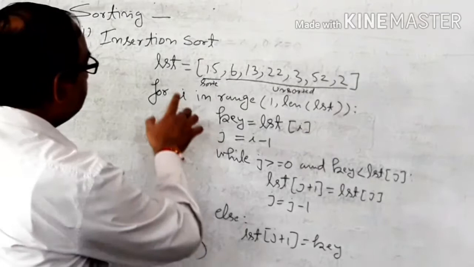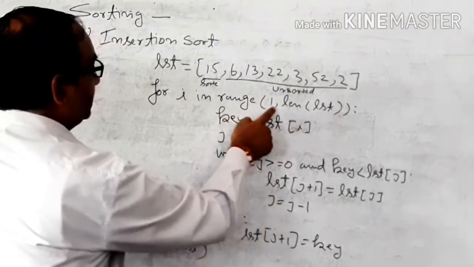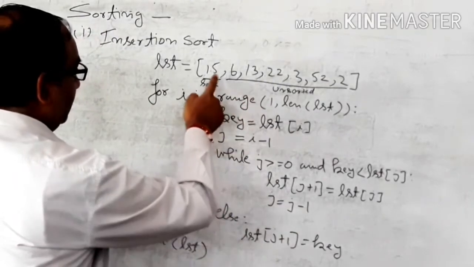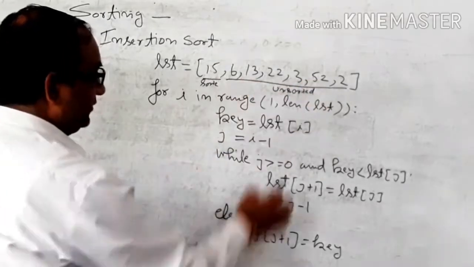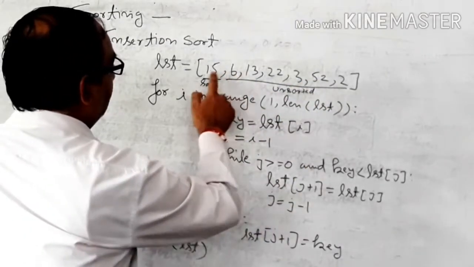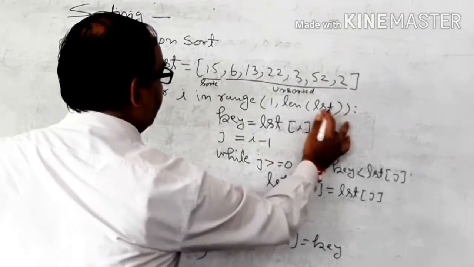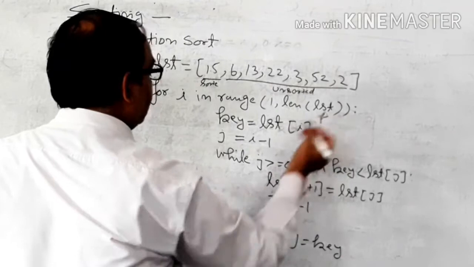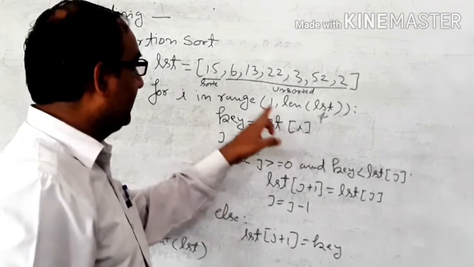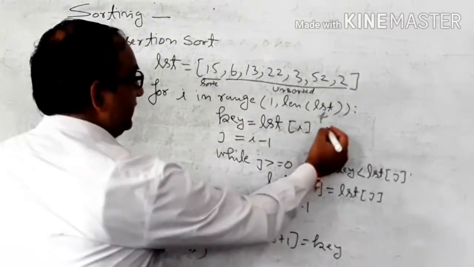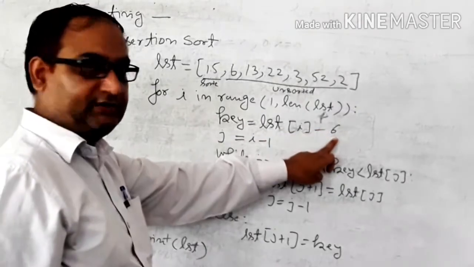Let us come on. We take for i in range(1, len(LST)). Here i starts at 1. We cannot start with 0 because we assume that this 15 is the sorted element and the rest are unsorted. The length of LST is 8, with indexes 0, 1, 2, 3, 4, 5, 6, 7, so the maximum index is 7. The loop goes from 1 to 7. Now key is equal to LST[i], where i is 1, so we store here 6.